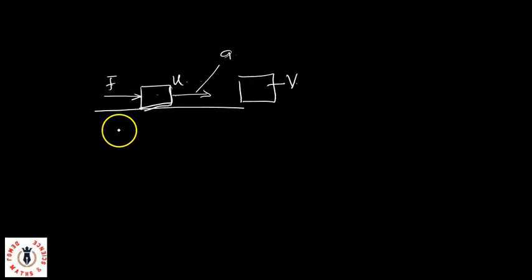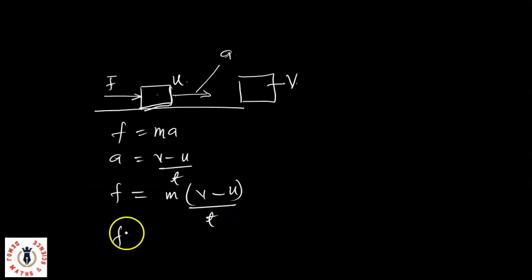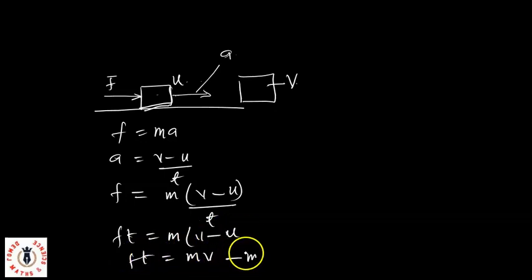Now, from the first and second laws of motion, we agreed that F is equal to ma. So if F equals ma, and a is equal to v minus u over t, I can say that my force F is equal to m into v minus u over t. So let's cross multiply. Ft will be equal to m into v minus u. That is, Ft is equal to mv minus mu.